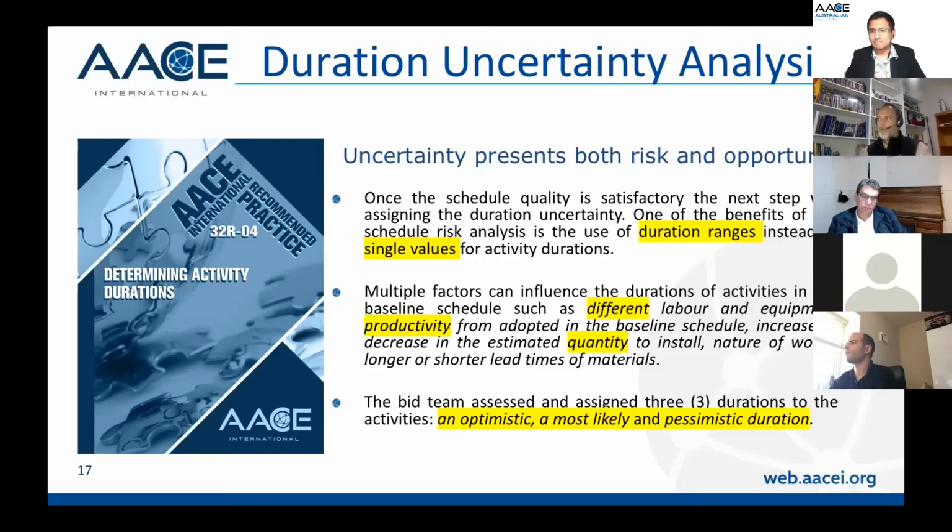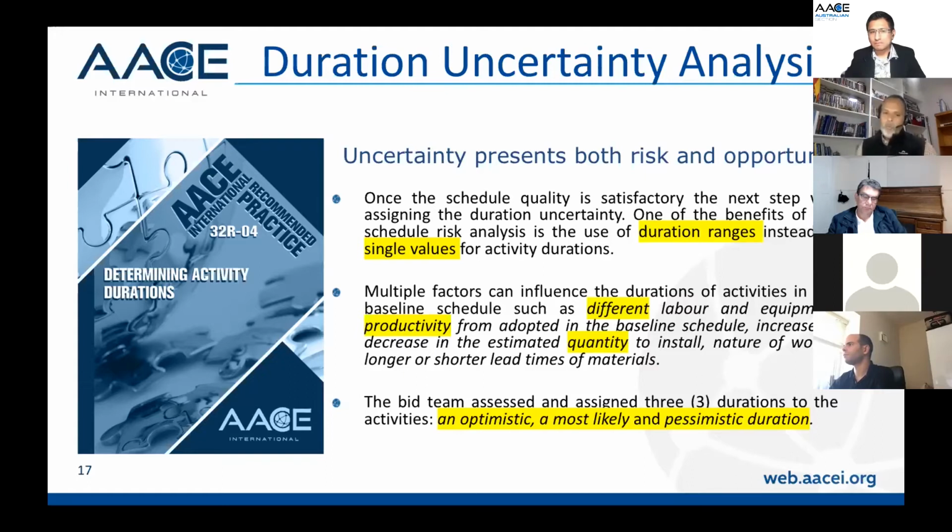And then you can also assess the nature of the work, whether it could be longer or shorter lead time for materials. Let's say you have three quotations from suppliers. You don't know which one to use yet. You have one with 10 months, another with 11, another with 14 months. So you can assess this in the schedule to see whether you can actually accommodate the lead time from the different suppliers without making a compromise on the end date.